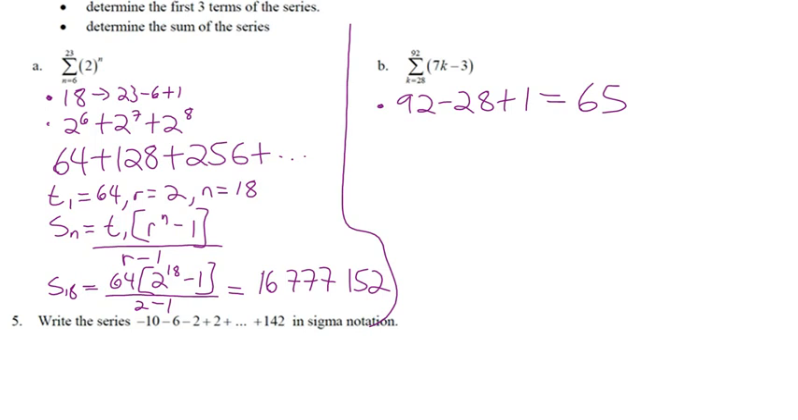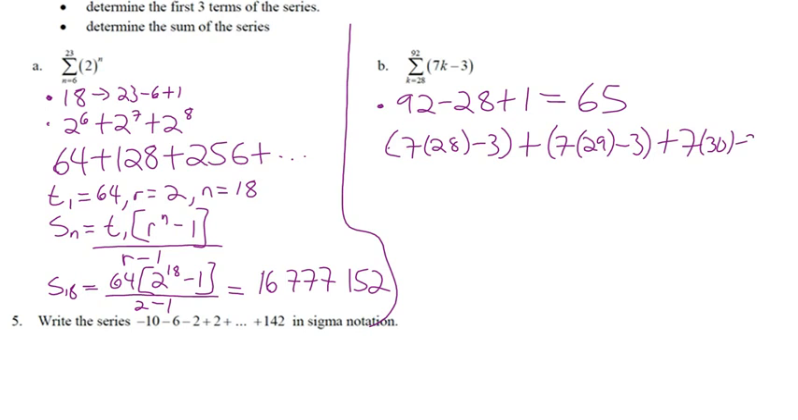What are the first three terms? 7 times 28 minus 3, plus 7 times 29 minus 3, plus 7 times 30 minus 3. Okay, which now we can go to 193, plus dot dot dot. Equals 193 plus 200, plus 207, plus dot dot dot.